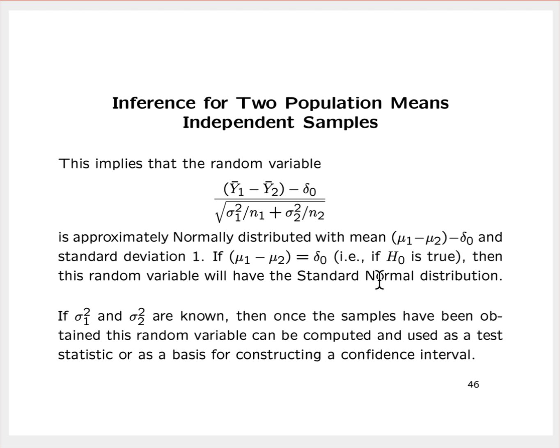Now, if the null hypothesis is true, in other words, if mu 1 minus mu 2 is equal to delta 0, then this random variable will have a standard normal distribution. If the population variances are known, if sigma 1 squared and sigma 2 squared are both known, then once the samples have been obtained, this random variable can be computed and used as a test statistic or as a basis for constructing a confidence interval.